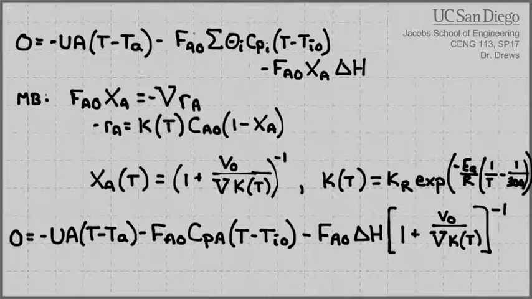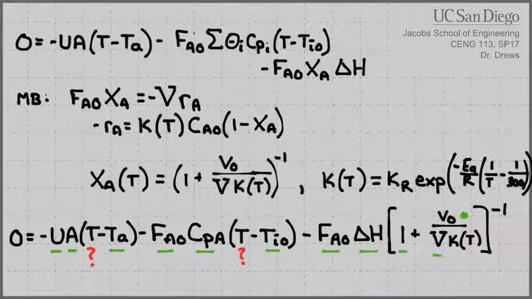So if I look through this expression, I know U is good, A is good, but T is not. I don't know T. TA is okay, because it was given to us. FA naught and CPA are both constants. TI naught was also given, but here I'm missing this T as well. Continuing on, FA naught was given, delta H was given, both of which are constant. I know 1, hopefully. I know V naught, not a problem, that was also given.